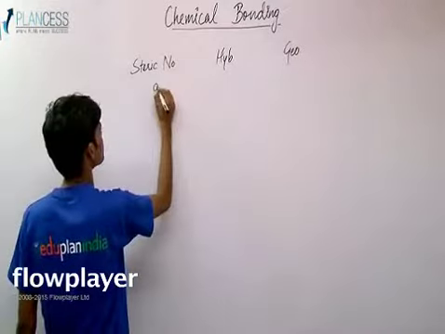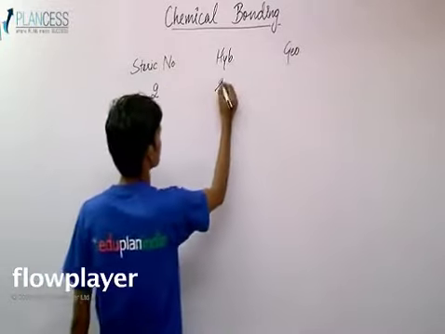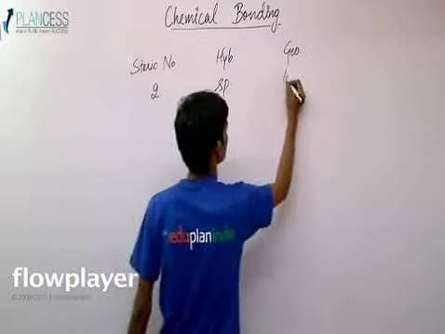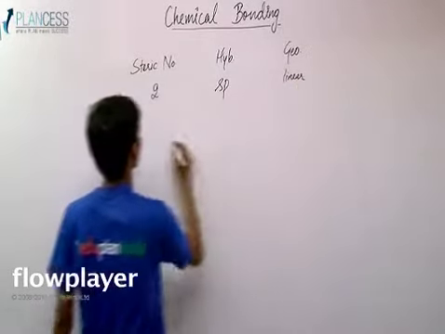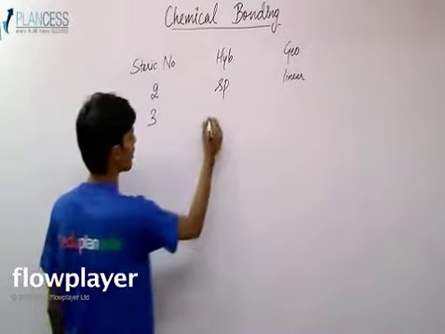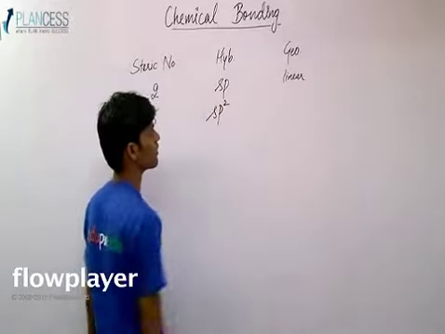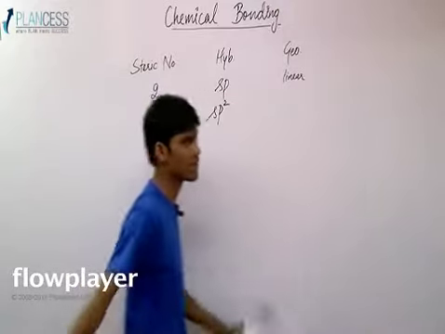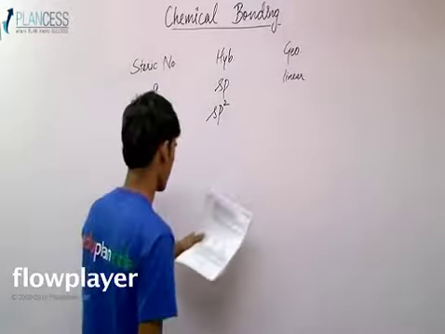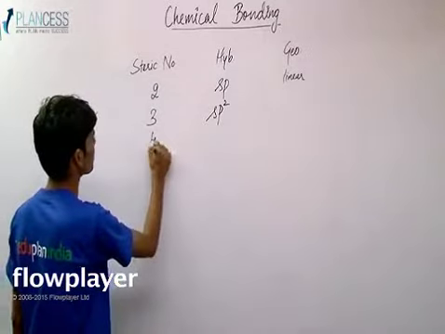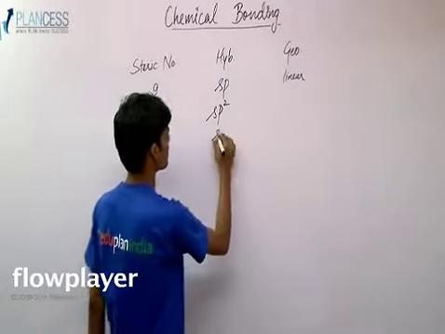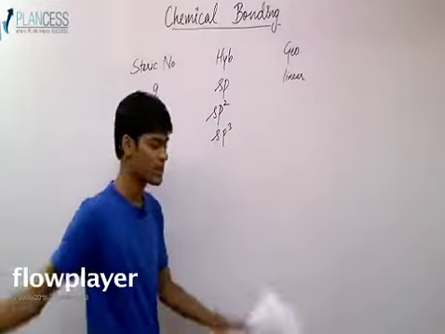So if the steric number is 2, the hybridization would be sp and the geometry would be linear. If the steric number is 3, the hybridization would be sp2 and the geometry would be trigonal planar. If the steric number is 4, the hybridization would be sp3 and the geometry would be tetrahedral.